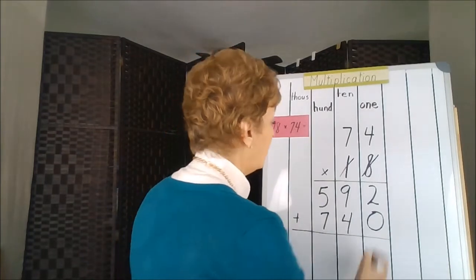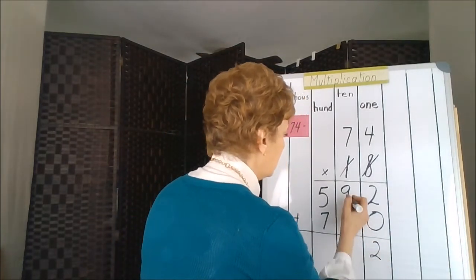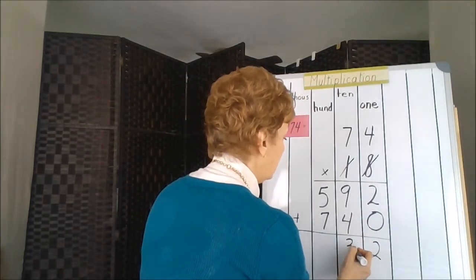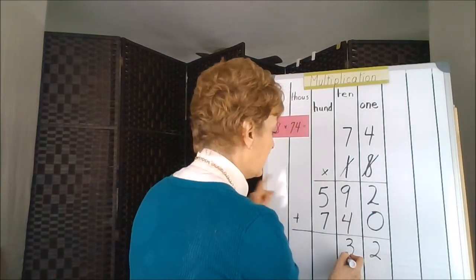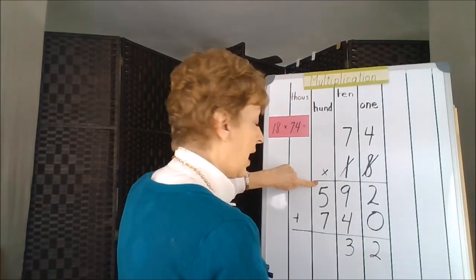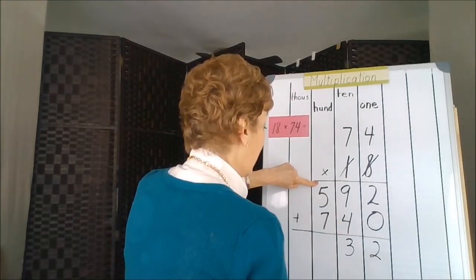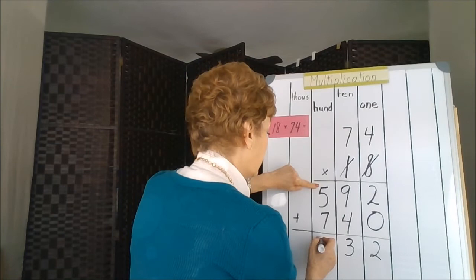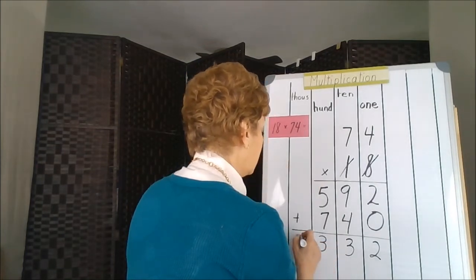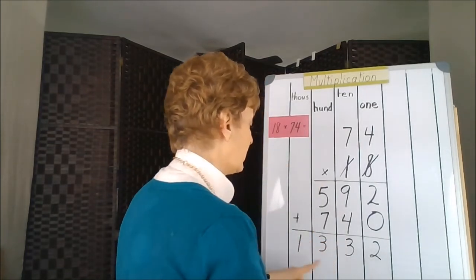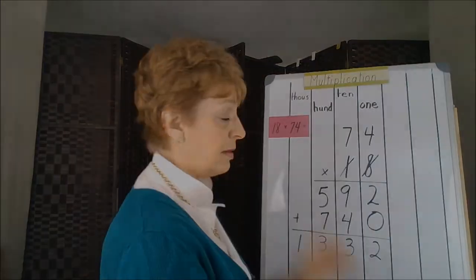Add those together to get a 2. 9 plus 4 is 13. Again, the 1 spills over to the other column. I'm going to hold it out with my finger. 7 plus 5, 12, and 1 is 13. And again, the 1 spills over into the other column, and the problem is done.